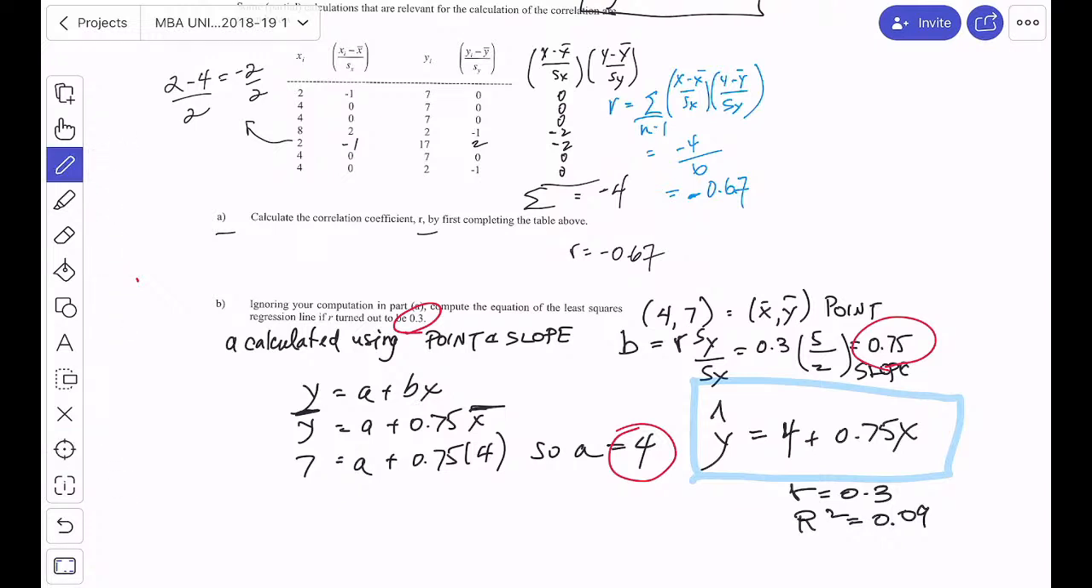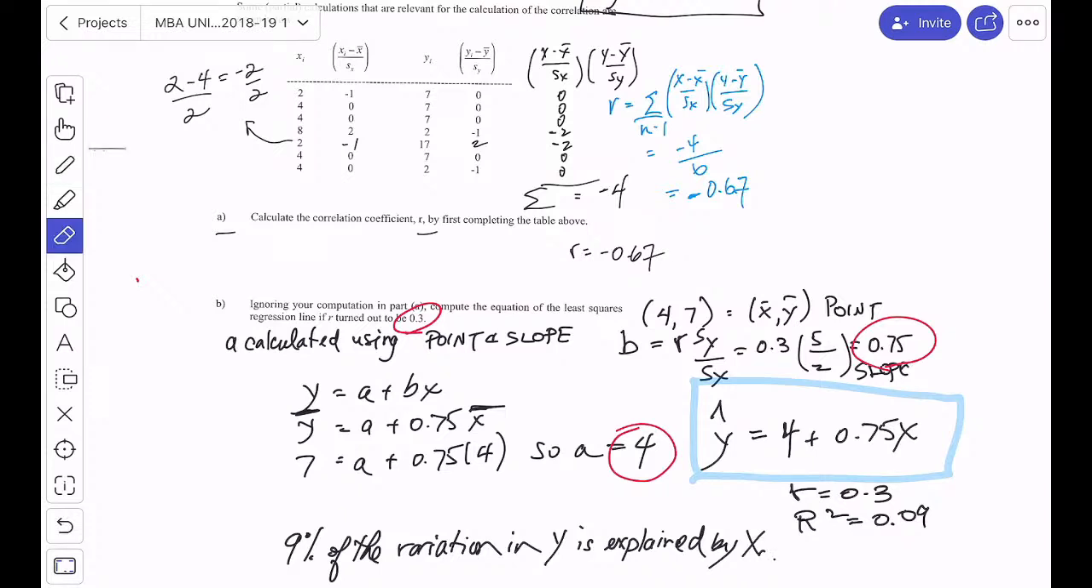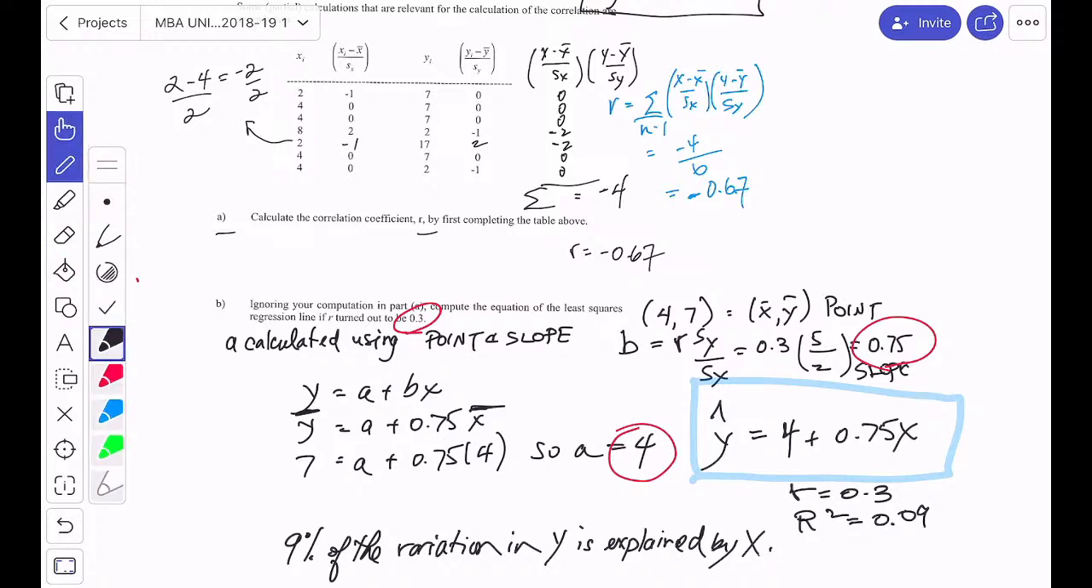We interpret it as 9% of the variation in Y is explained by X. It's very, very low, isn't it? 9%. So it's not a good predictor. All right.